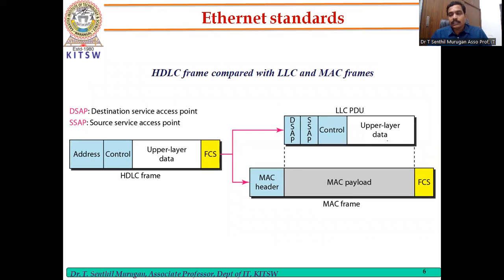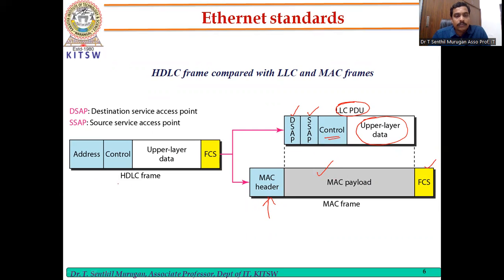So see here, this is for the link layer control protocol. In the link layer control protocol, there is a destination address, source address, control, and upper layer data. But in the MAC layer, the MAC header is there for media access control: which protocol is used and how the medium will be accessed. Those information will be there, and the MAC payload will be there. Payload means the entire link layer control data will be there, and FCS will be there.